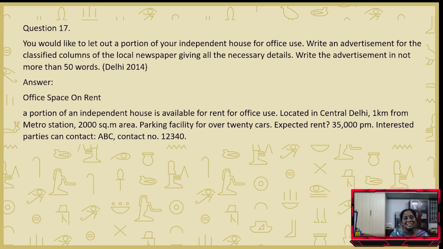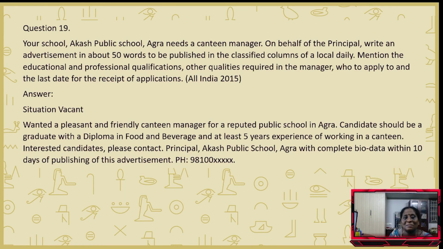So you can just write: a portion of an independent house is available for rent for office use, located in central Delhi, 1 kilometer from the metro station, parking facility for over 25 cars, then your expected rent, then the interested parties can contact your details.